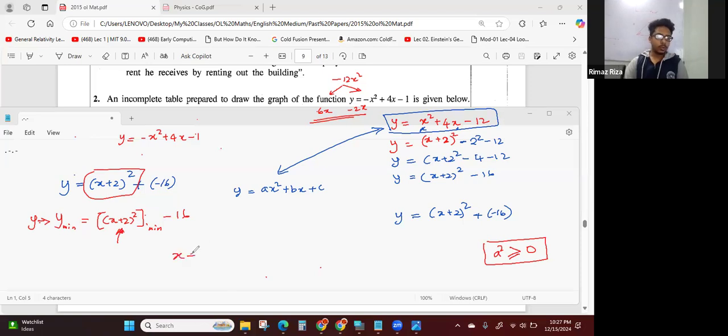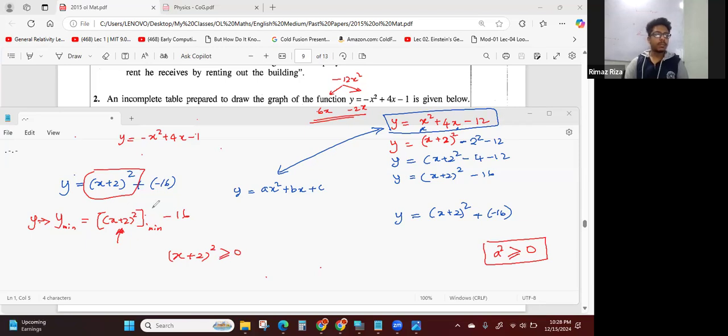So (x plus 2) squared is always greater than or equal to 0. Right? Because it's a square number. A square number cannot be negative. It is always greater than or equal to 0. We studied that today, right? The square number is always greater than or equal to 0. Therefore I can write (x plus 2) squared is greater than or equal to 0, right?